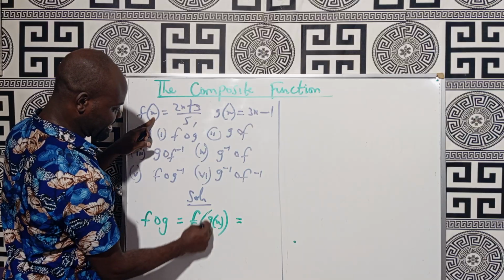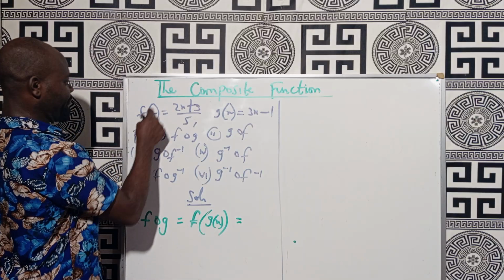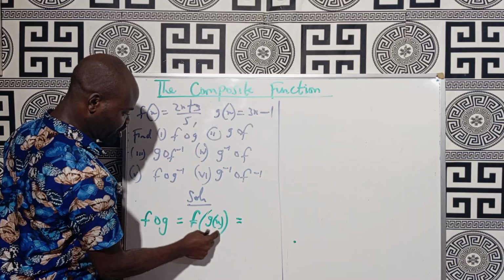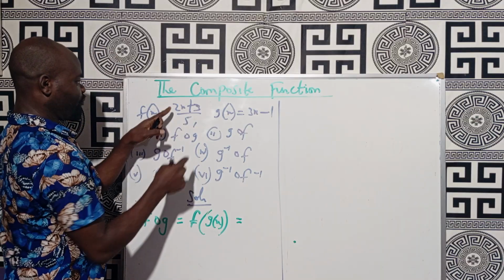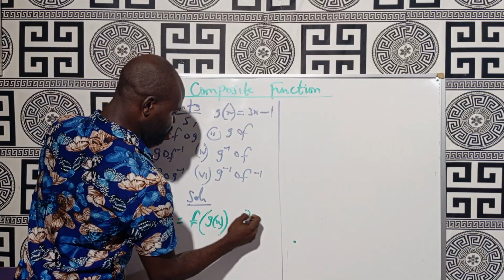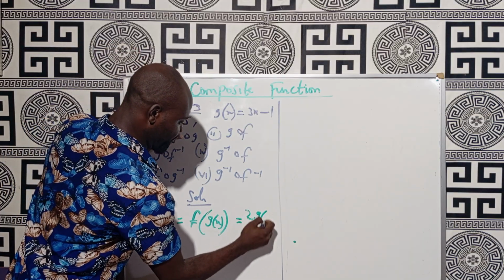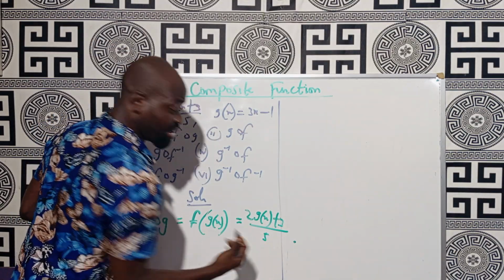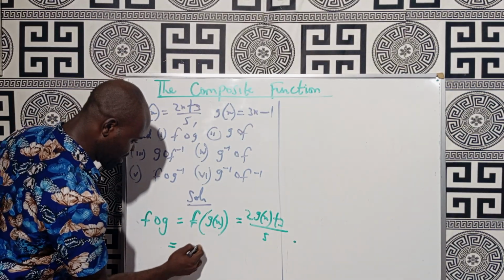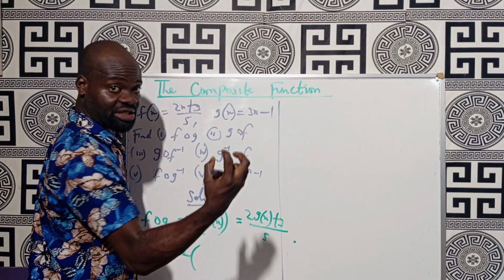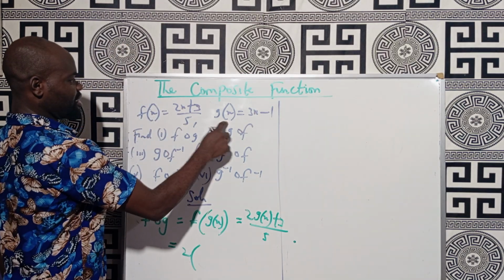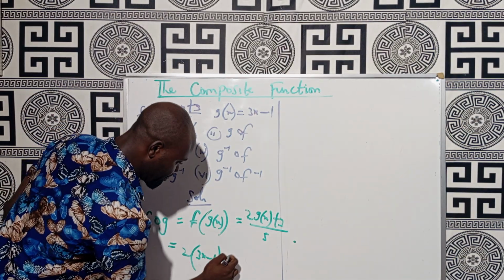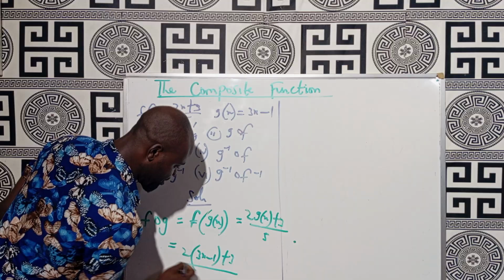So everywhere you have x, remove it and put this g of x there. So follow this pattern. We have 2, and our x is now g of x. g of x plus 3, all over 5. So that's 2 brackets. But my g of x is the function itself. Where is the function? Is there. So that's 3x minus 1. So we have 3x minus 1, then plus 3 all over 5.